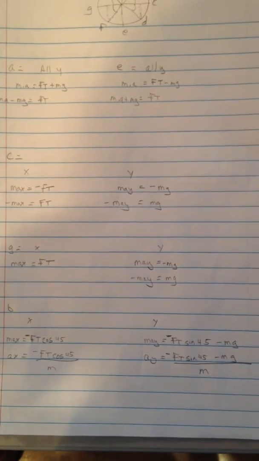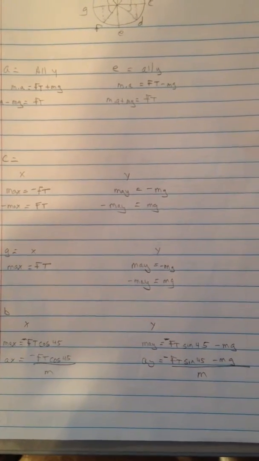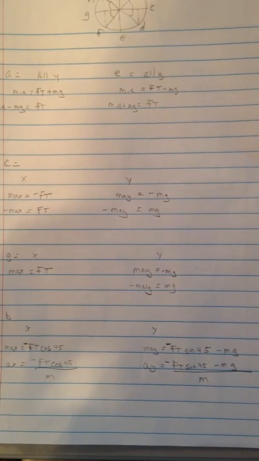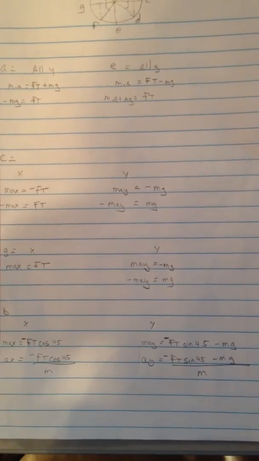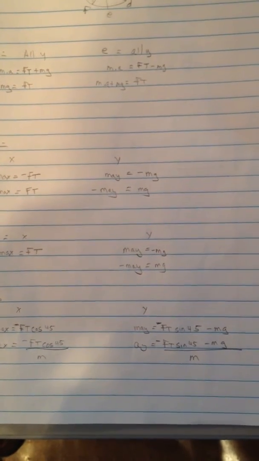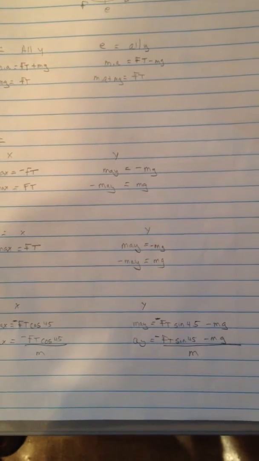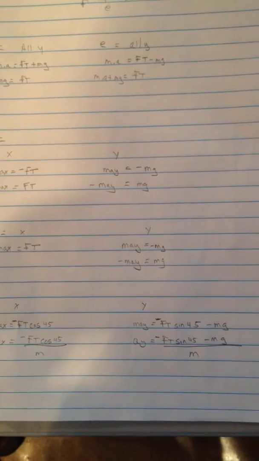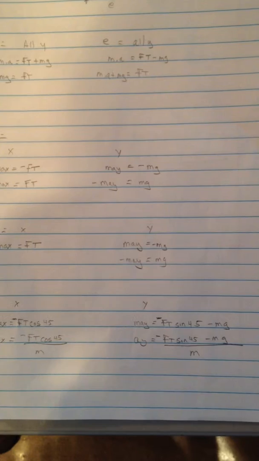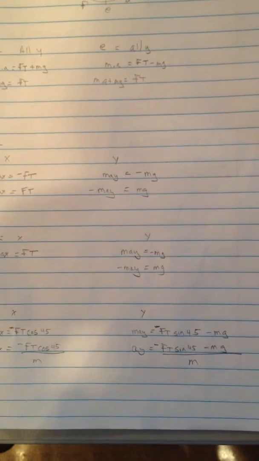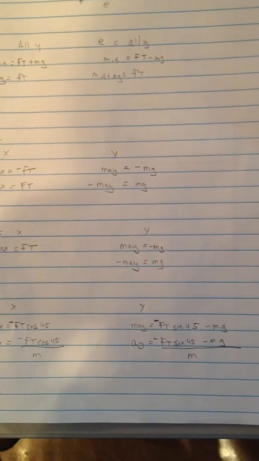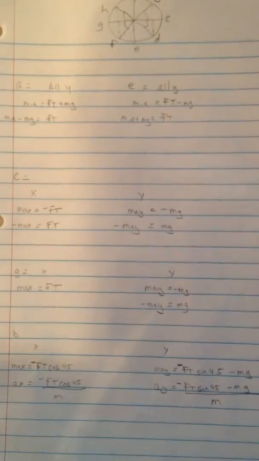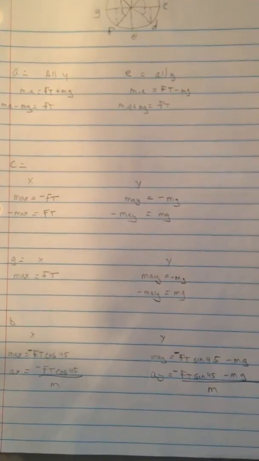So then I have mass times acceleration equals negative force of tension times cosine 45 degrees. And in the y direction, it's mass times acceleration in the y direction, so negative force of tension sine of 45 minus mg. So I went ahead and created these formulas. Let me go ahead and stabilize for you for a second so you can see.